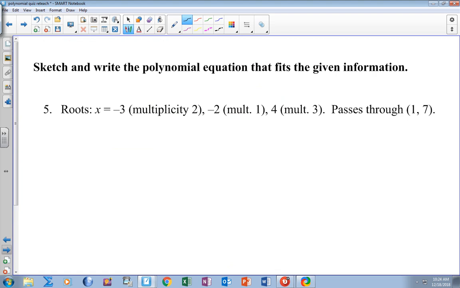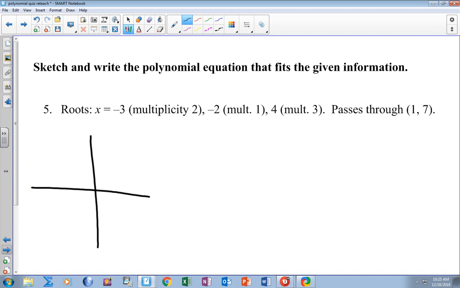This problem is the same thing. It's just asking us to write the equation that passes through the point. They just gave it to us as a list of roots with their multiplicities, and they want us to give us a sketch of the graph. So let's sketch the graph first. We see we have multiplicities of 2, 1, and 3. We add their multiplicities to figure out the degree. So 2 plus 1 plus 3 gives us a degree of 6.